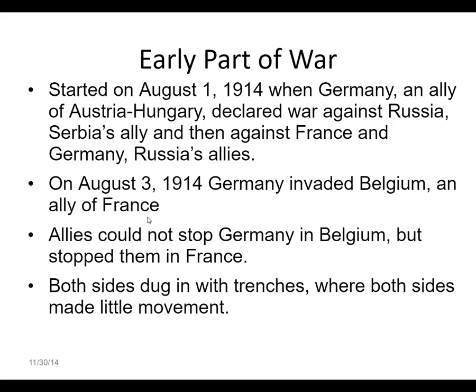Starting on August 1st, 1914, Germany, an ally of Austria-Hungary, declared war against Russia, Serbia's ally, and then against France, Russia's ally. So you can see that all of these countries that were friends started to declare war on each other simply because they're friends. They wanted to protect their friendships from country to country. On August 3rd, 1914, Germany invaded Belgium, an ally of France. So the Allies could not stop Germany in Belgium, but they stopped them in France. What you have here are a whole bunch of countries really close to one another trying to prevent one another from gaining any territory.